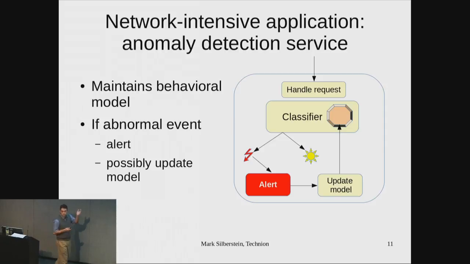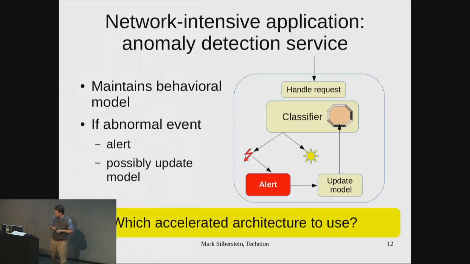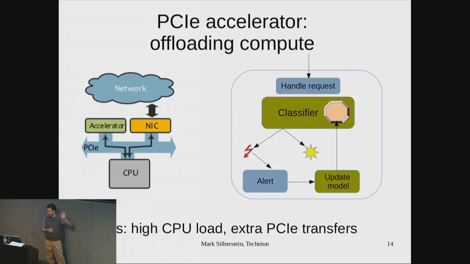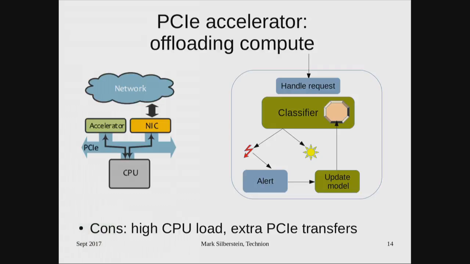Right, so now we want to accelerate this, and the question is which system architecture would be the most suitable for acceleration of this kind of workload. So let's start with the usual accelerators, GPUs or FPGAs that sit on the PCI bus. Let's try that. What we can use this for is to offload the compute part of this application. In order to do that, basically you put the classifier and probably the model update logic on the accelerator, but everything else is handled on the CPU.